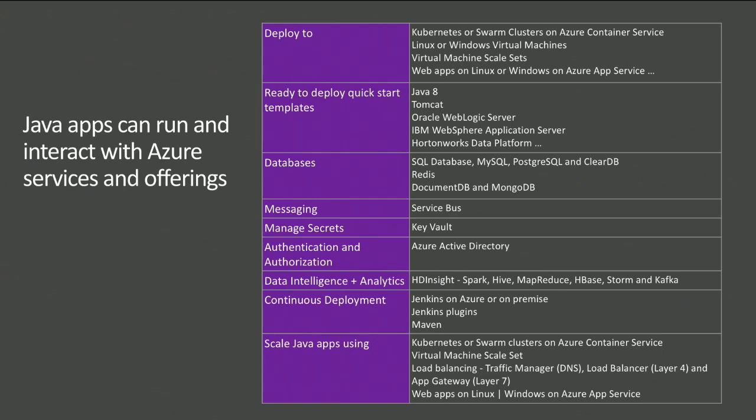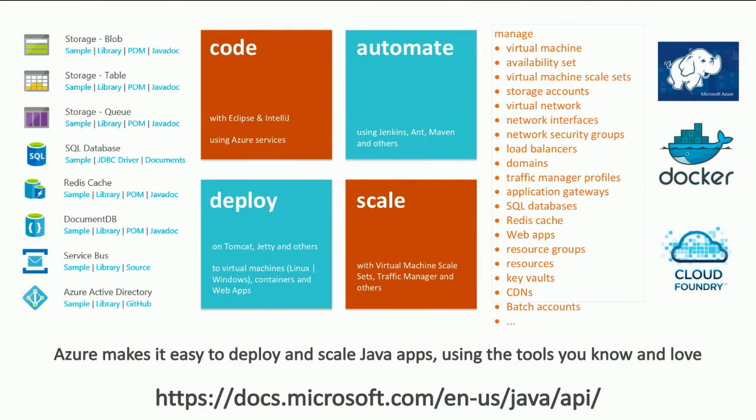You can scale them by using Kubernetes clusters, virtual machine scale sets, or load balancing like Traffic Manager, Load Balancer, or App Gateway. You can also scale using web apps on Linux, where you can specify the number of instances and it will scale up on demand for you, right? So let's click on a little more detail here, right?